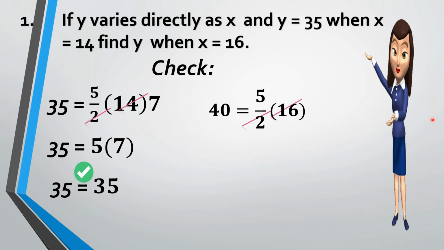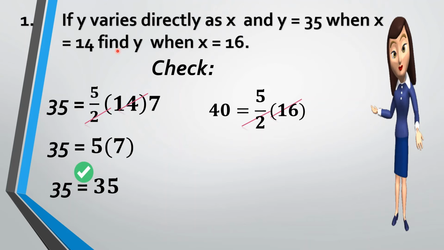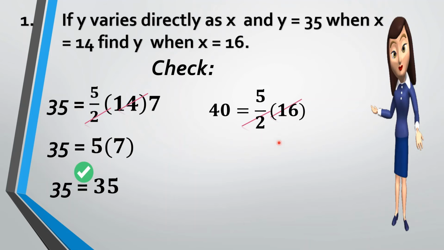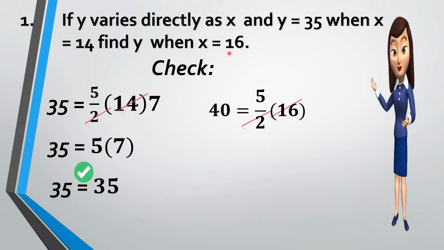How about the second one? Yung second natin, yung y natin, the second y is 40, our answer a while ago. So, 40 is equal to the constant, which is 5 over 2, then x is equal to 16.